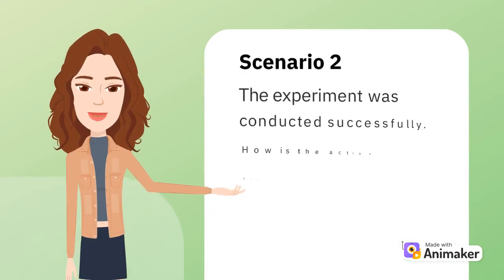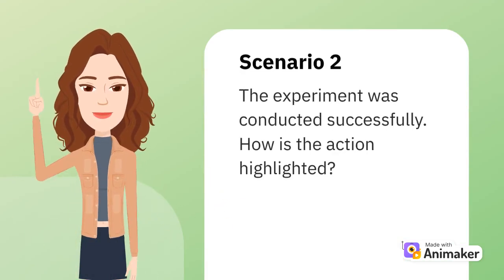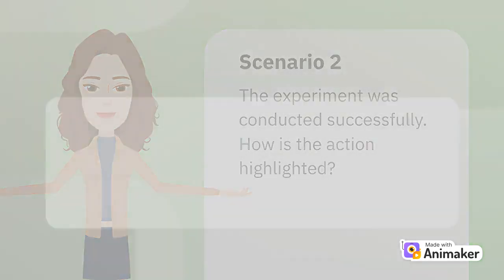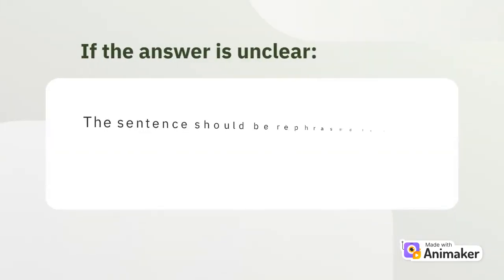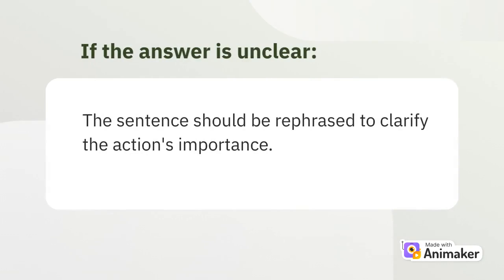The experiment was conducted successfully. How is the action highlighted? Pause and consider. Is the focus on the result or the individual? If the answer is unclear, the sentence should be rephrased to clarify the action's importance.